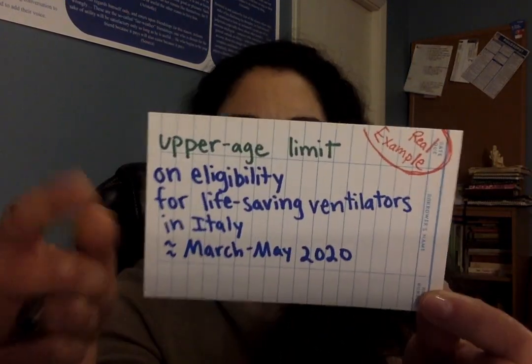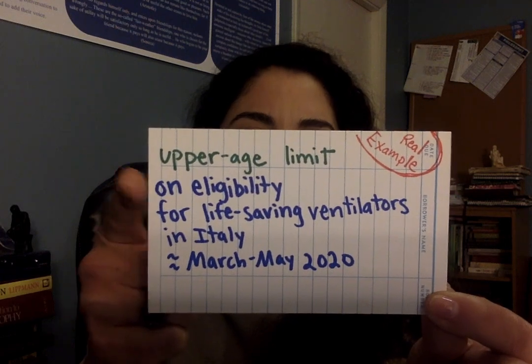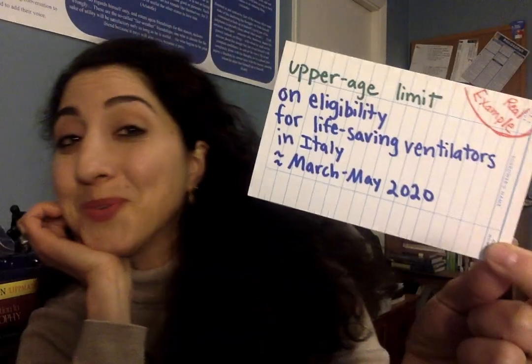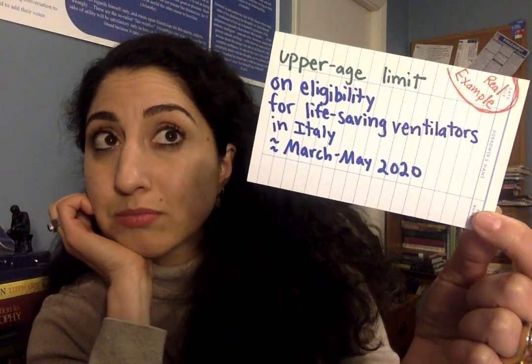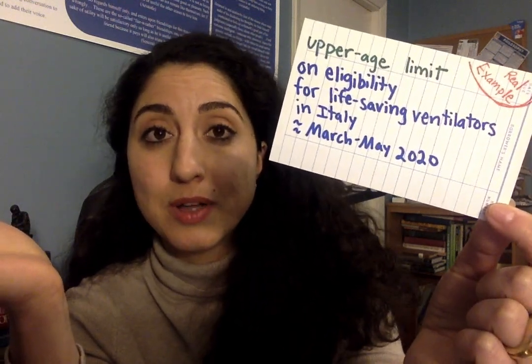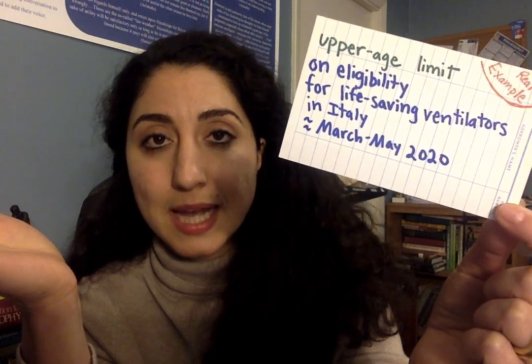Let's start over. And this will be our last time, and then we'll end. There was an upper age limit on eligibility for life-saving ventilators in Italy from March to May 2020. That's a real example. So you've got 100 patients that come into the hospital. All of them need a ventilator or will die. You have 50 ventilators. How do you decide who gets a ventilator? In other words, how do you decide who lives? In other words, you're deciding who dies. How do you make that decision?